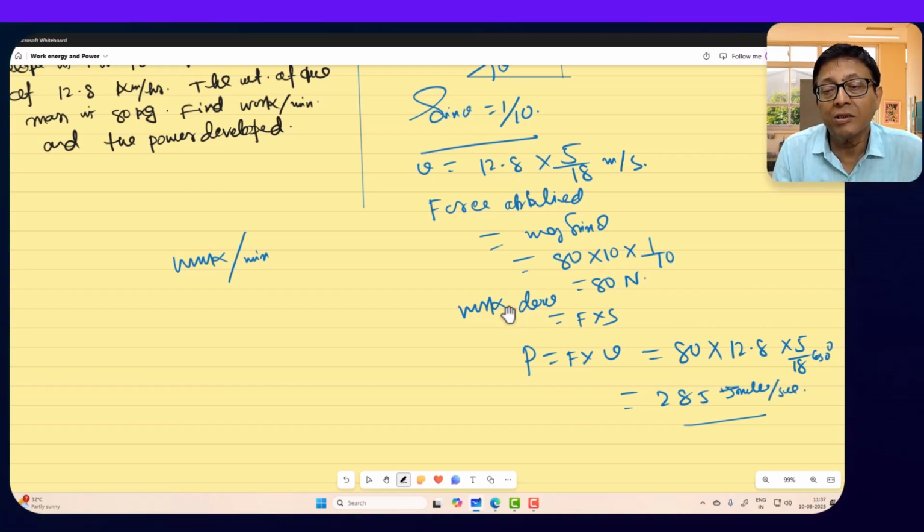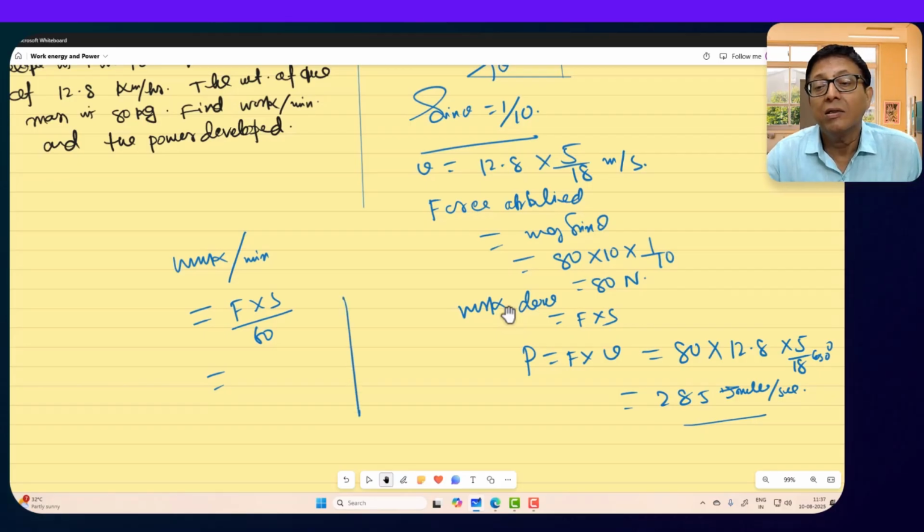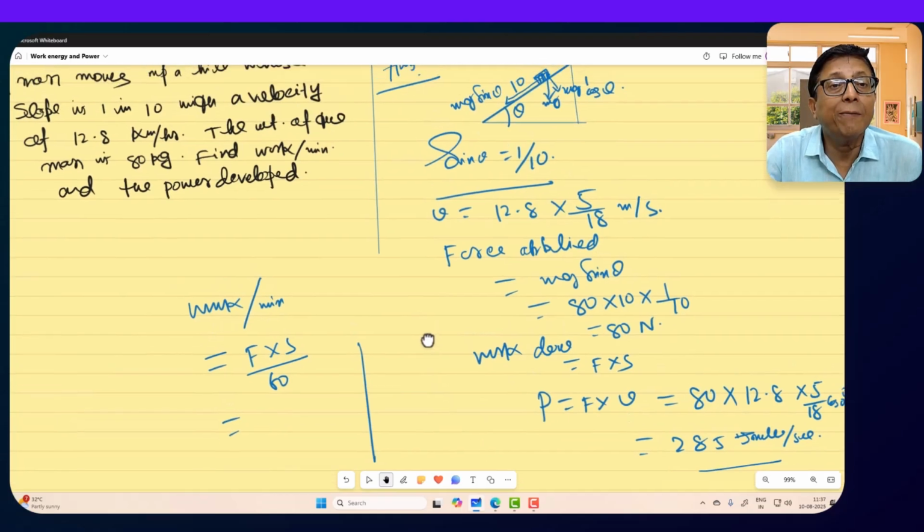Per minute how much? So work per minute will be F into S divided by 60 you put there, because 1 minute is 60 seconds. F into S you have to calculate. But where to get the value of F?